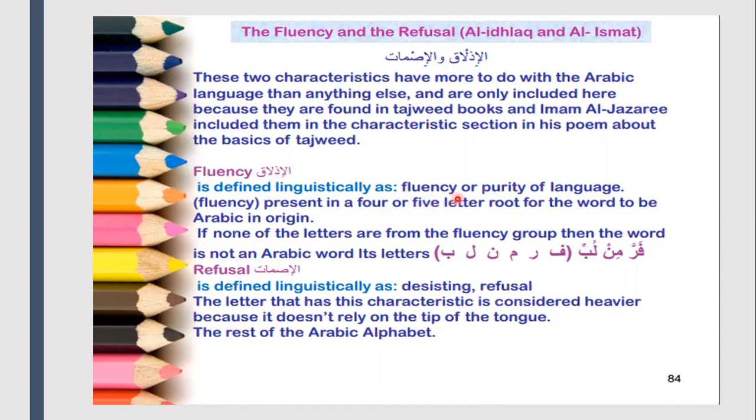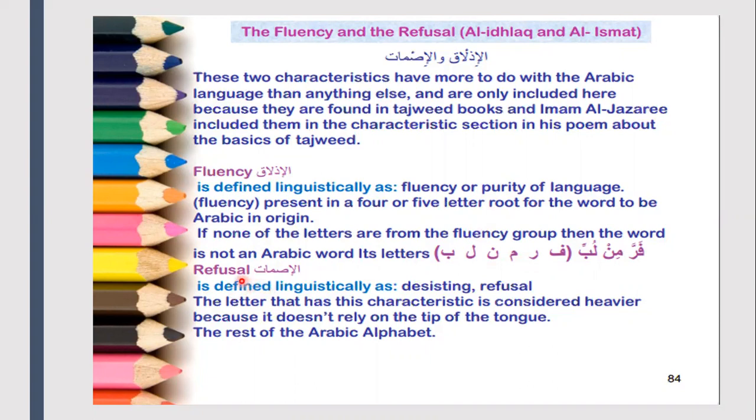Izlaq, which means fluency or purity of the language, has letters that are easily said. There's fluency in them, and they mainly consist of letters that use the tongue or the lips, the shafatain and the lisan. They are collected in the phrase fir min lub. So here they are written individually. They are easy to say, they are fluent, and roll off the tongue quite easily.